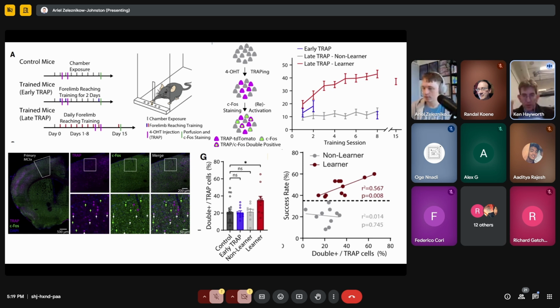So I had a quick question about the timing. Do you have any idea what the time window is for TRAP and the time window is for, I guess, CFOS, if they're going to sacrifice the animal and then do immunostaining? Is it like an hour or 2 hours or? I honestly, I don't remember. I'll pull that up in the paper later. I don't know whether it's a day or an hour or 5 hours or something. That's a good question. Okay.